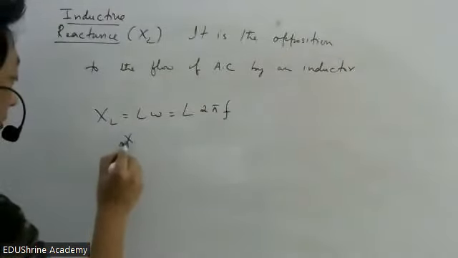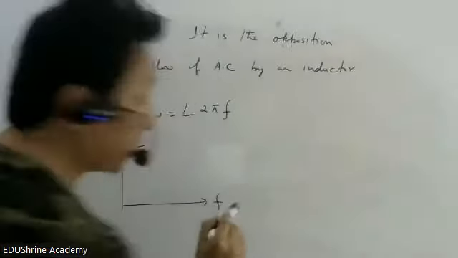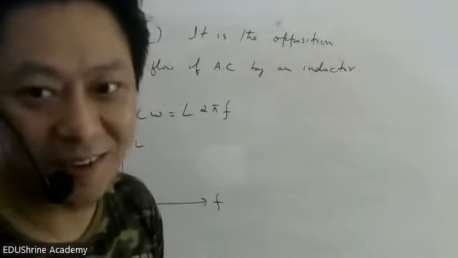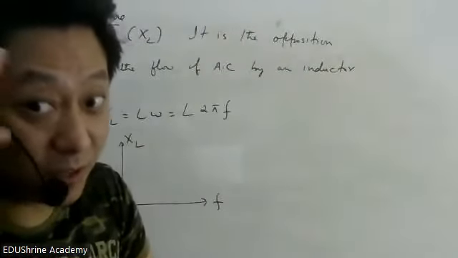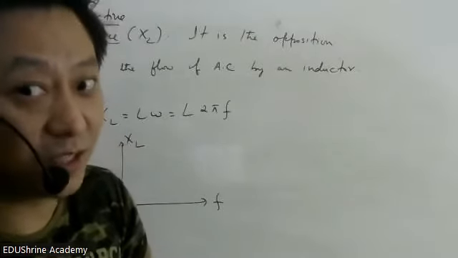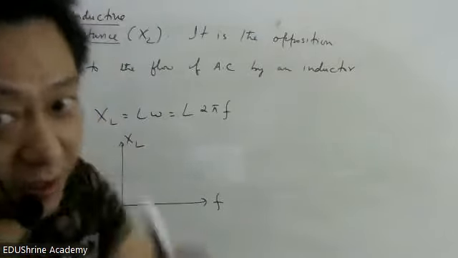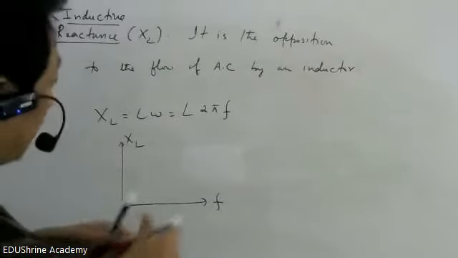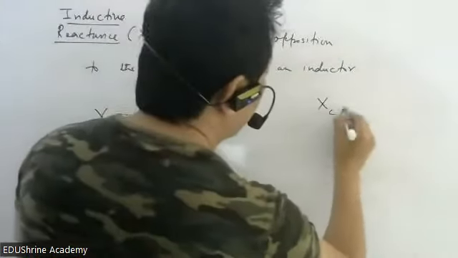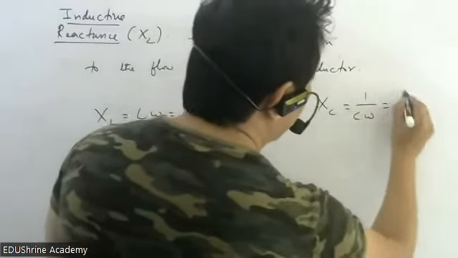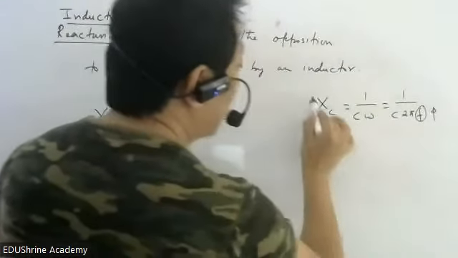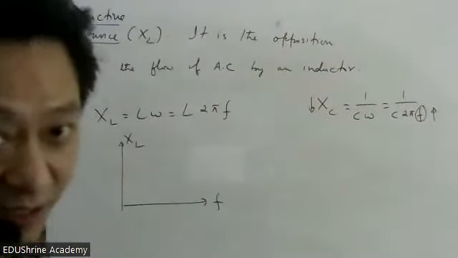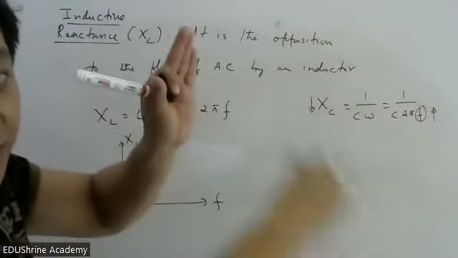So if I plot the graph of XL versus frequency, which I did for capacitive reactance also, it was a rectangular hyperbola, because it was 1 by frequency. It was inversely proportional to frequency in case of a capacitor. XC was 1 by C omega, so 1 by C into 2 pi f. So frequency is in the denominator. With increase in frequency, capacitive reactance decreases. So the graph was like this.